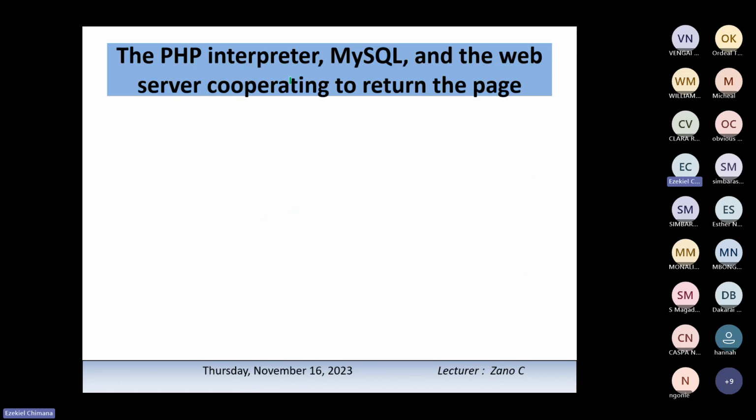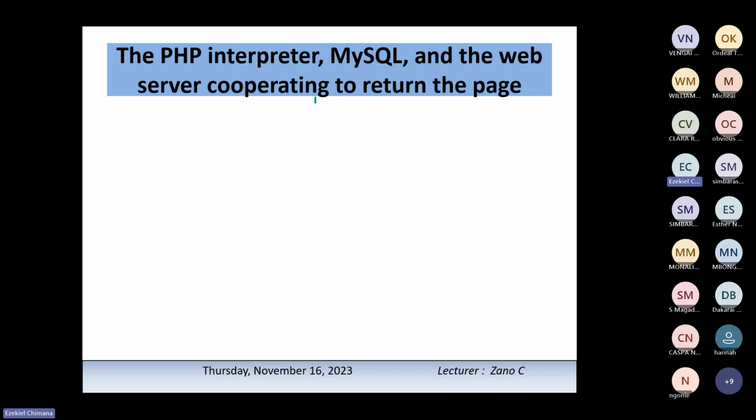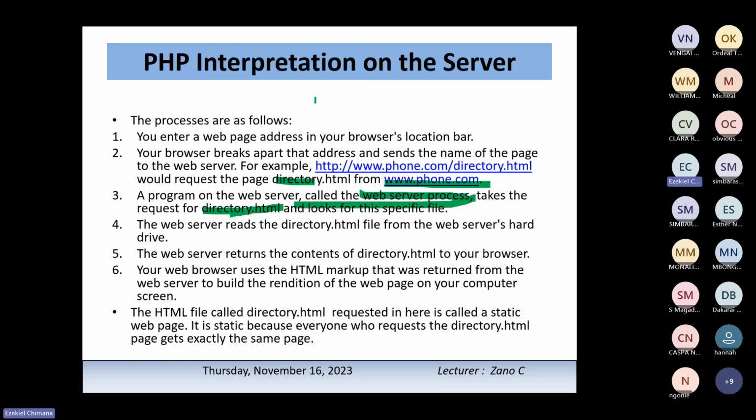Now, the PHP interpretation, MySQL, and the web server cooperation to return the page. How does this happen? You just go there and Google and you get your response, and you think, oh, this is cool, but you do not actually appreciate how this happens. For the web server to customize the returned page, PHP and MySQL are added to the mix as illustrated below.